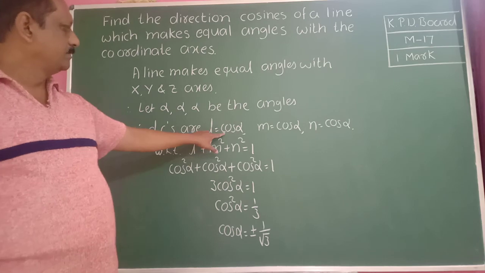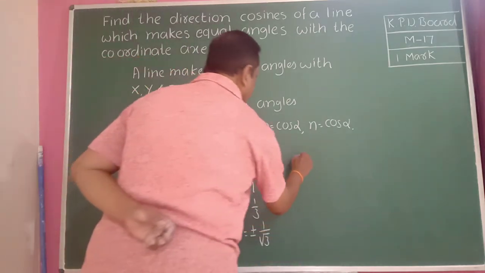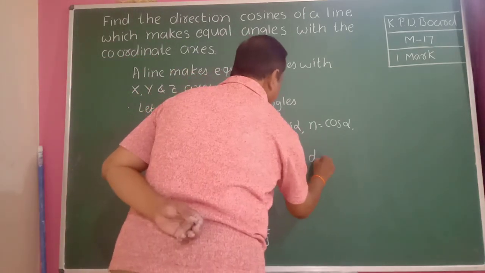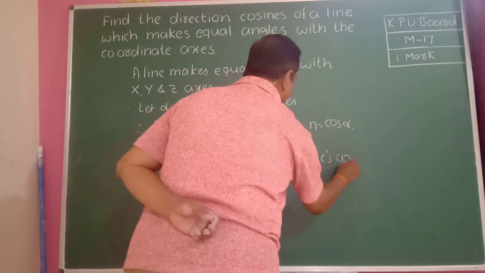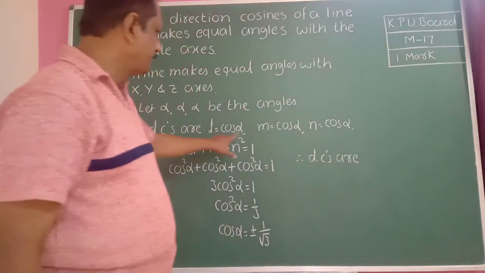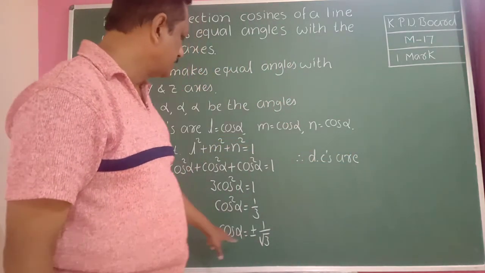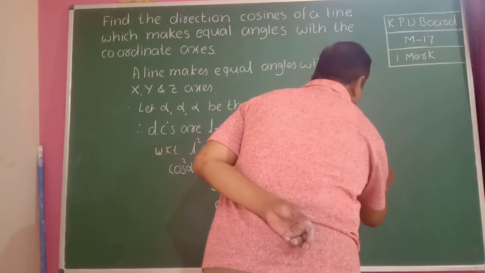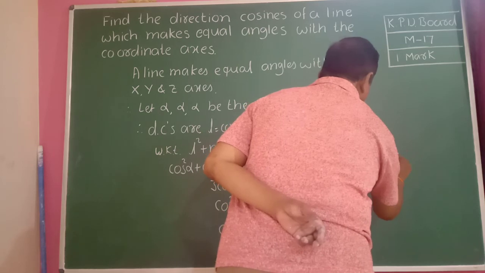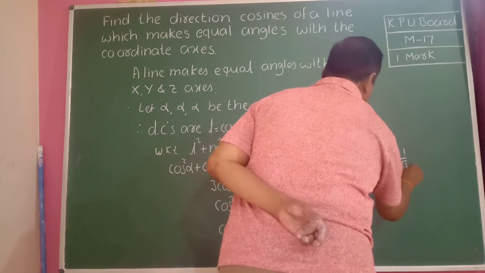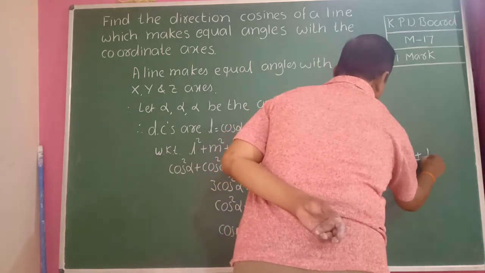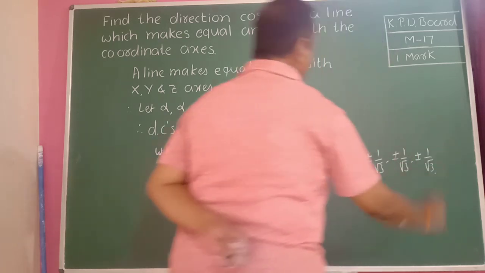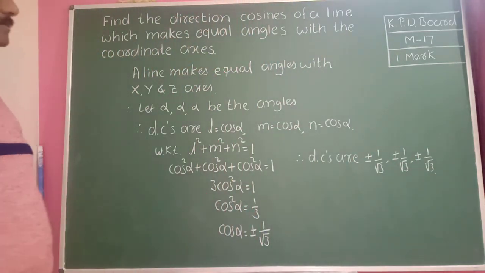So use it. Therefore direction cosines are, L is cos alpha, M is cos alpha, N is cos alpha. Cos alpha is this one. So plus or minus 1 divided by root 3, plus or minus 1 upon root 3, plus or minus 1 divided by root 3. One more question.